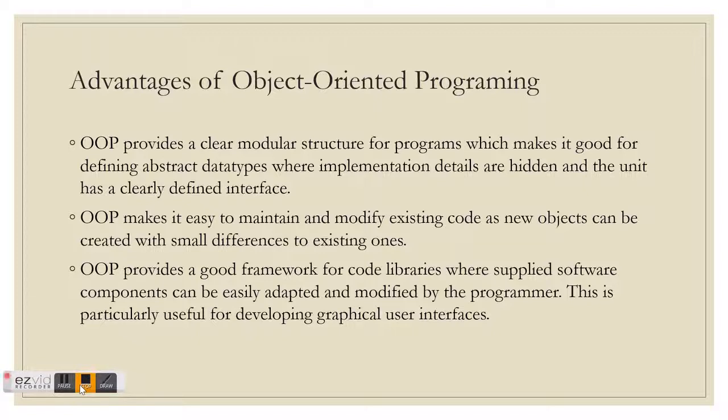OOP makes it easy to maintain and modify existing code, as new objects can be created with small differences to existing ones. So for large projects, that is a very useful property. OOP provides a good framework for code libraries where supplied software components can be easily adapted and modified by the programmer. This is particularly useful for developing graphical user interfaces.